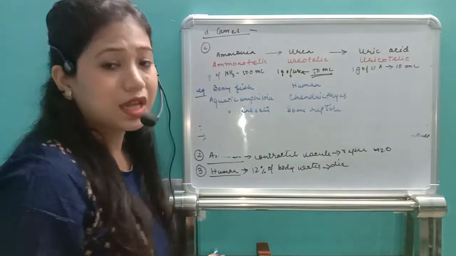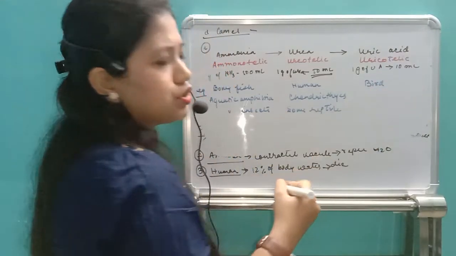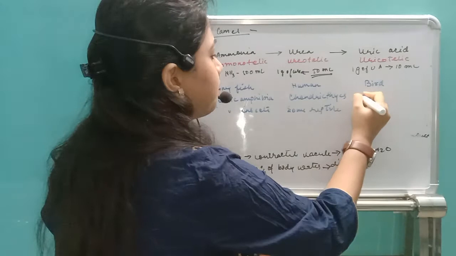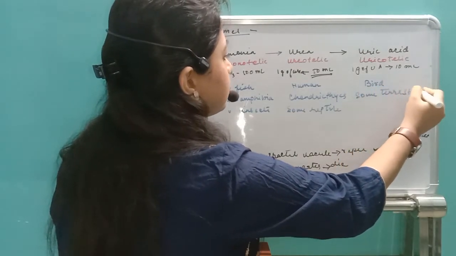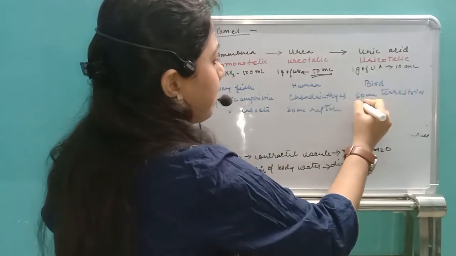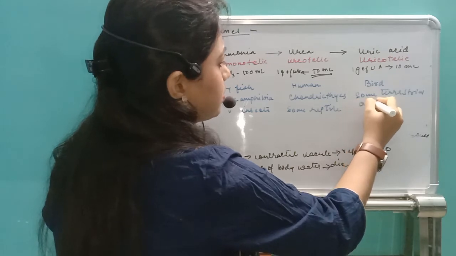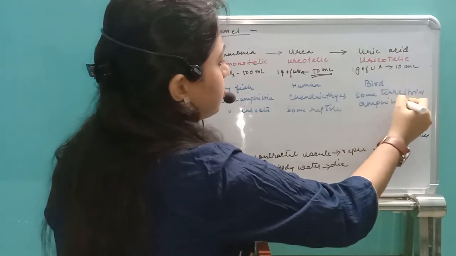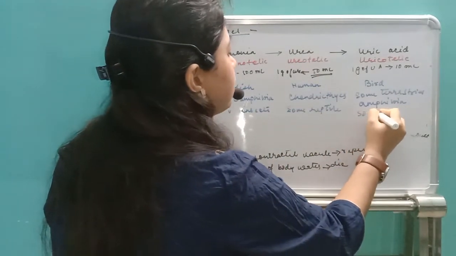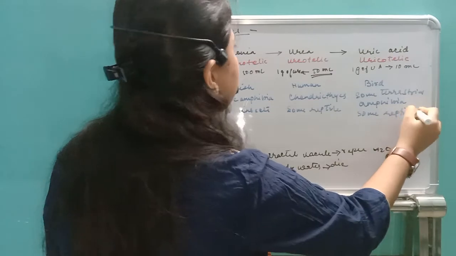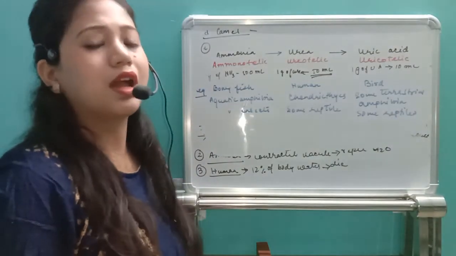If it comes to uric acid, maximum birds release uric acid. Some of the terrestrial amphibians, they produce uric acid, and yes, very few of the reptiles also produce uric acid. So these are the different types of waste product I have told you about.